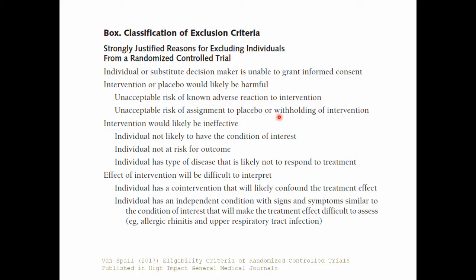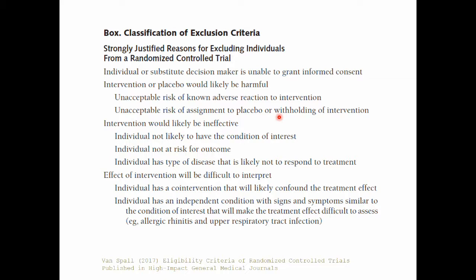We also want to build a trial that only includes people who are likely to benefit from the treatment we're testing. There's no point in putting someone into a trial if we don't think there's any possibility of them benefiting from the new thing. In fact, it would be unethical to have them in the trial at that point. So people who aren't at risk for the outcome, people not likely to have the condition, people who are going to have other diseases or other medications or treatments that might mask the effects of the intervention we're trying to test, those are all good reasons to exclude people.